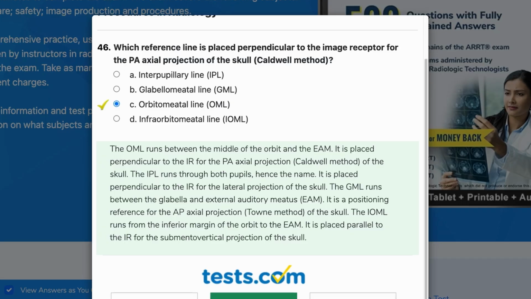The GML runs between the glabella and external auditory meatus, EAM. It is a positioning reference for the AP axial projection, the Town method, of the skull. The IOML runs from the inferior margin of the orbit to the EAM. It is placed parallel to the IR for the submentovertical projection of the skull.